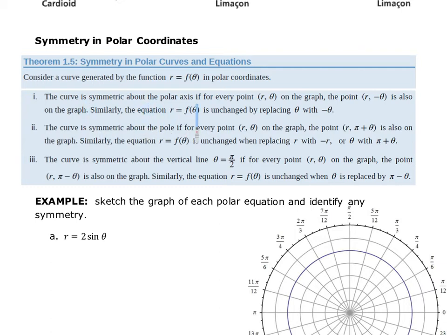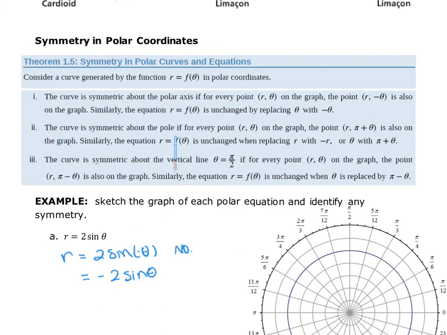So the curve is symmetric about the polar axis if for every point r, theta on the graph, the point r, negative theta is also on the graph. Similarly, the equation r is equal to f of theta is unchanged when I replace theta with negative theta. So let's see if that happens. If I have r is equal to 2 the sine of negative theta, is that exactly what we started out with? And the answer is no, because sine is odd. What this is equal to is negative sine of theta. So I don't have symmetry with the polar axis.